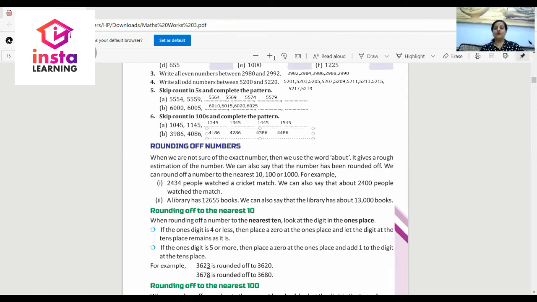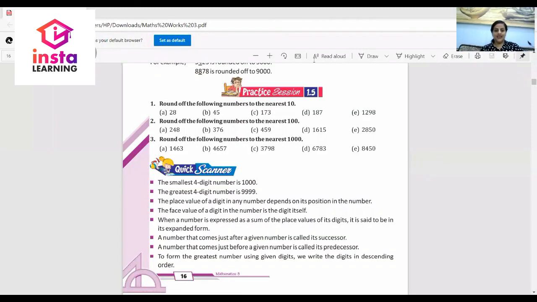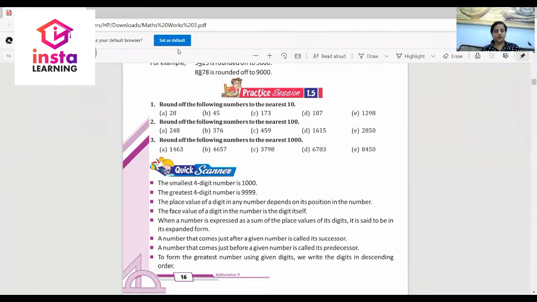Now we will do 1.5. Yes, students, round off the following numbers to the nearest 10. I have already told you how we round off numbers to the nearest tens, nearest 100, nearest 1000. Let's start our exercise number 1.5. In that we will round off numbers to the nearest 10, 100 and 1000. So here it is given 28.